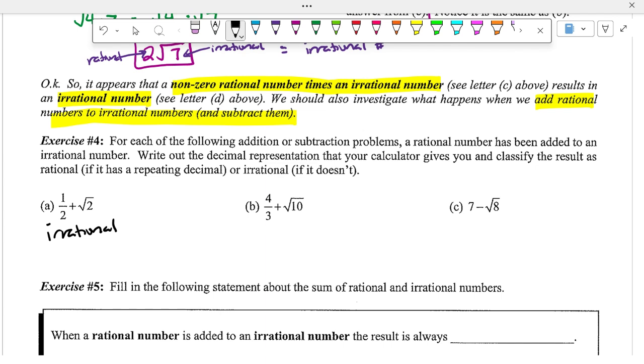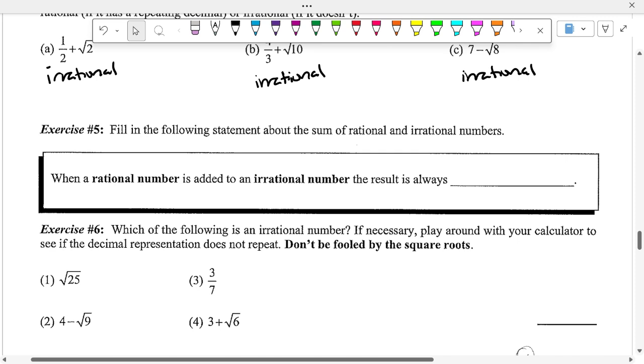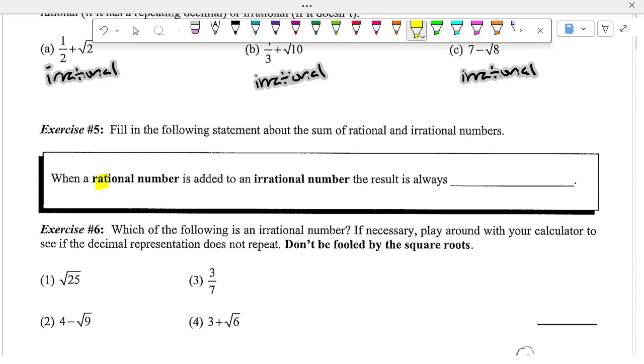So let's just take a guess here. What do you think is going to happen with B and C? They're also going to be irrational. So essentially, when a rational number is added to an irrational number, the result is always irrational. So if you do a rational times an irrational or a rational plus or minus an irrational, you still get an irrational number. All right.